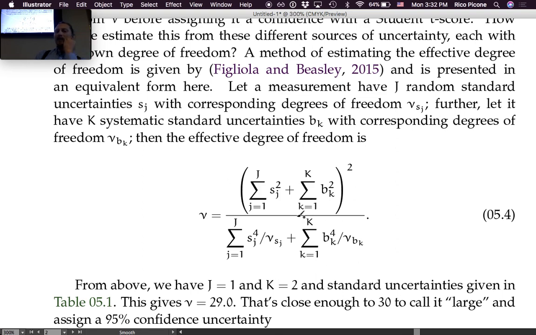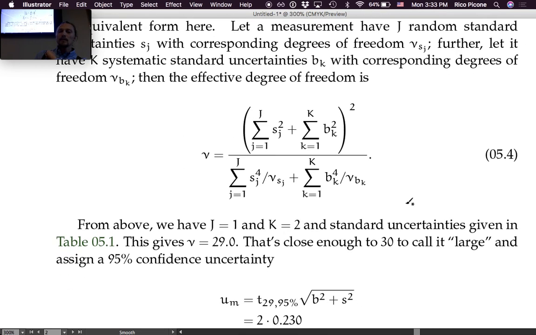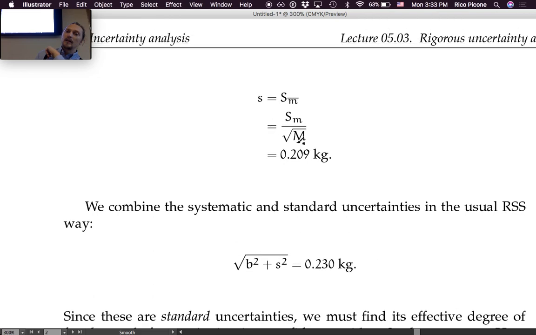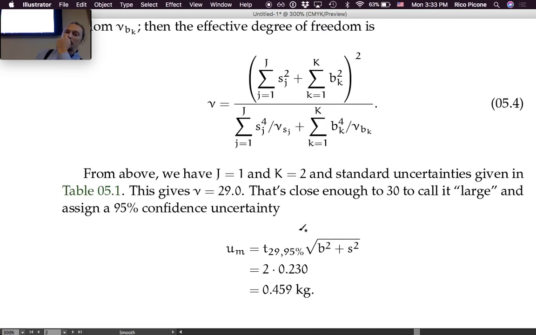So I changed it a little bit so that it was clear that you just take all your random uncertainties, S's, and you take all of your systematic uncertainties, your B's, and you combine them in this way with their associated nus, and this is the estimate. So we'll do this now. From above, we have j equals 1 and k equals 2, meaning there's only one of these random standard uncertainties, the one that we just computed right here. And k equals 2, meaning that we have two systematic uncertainties, two B's.